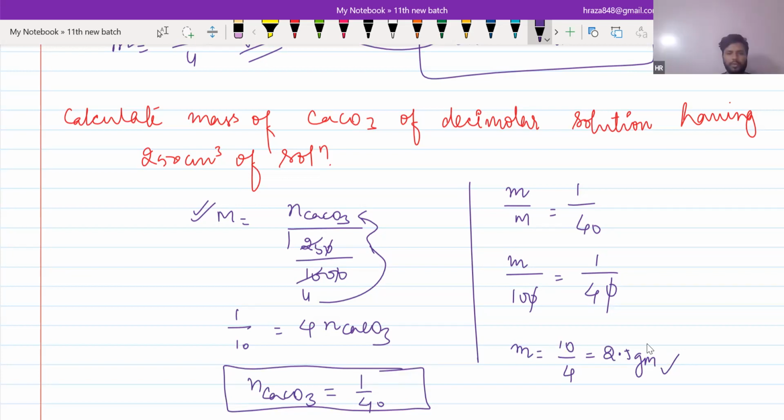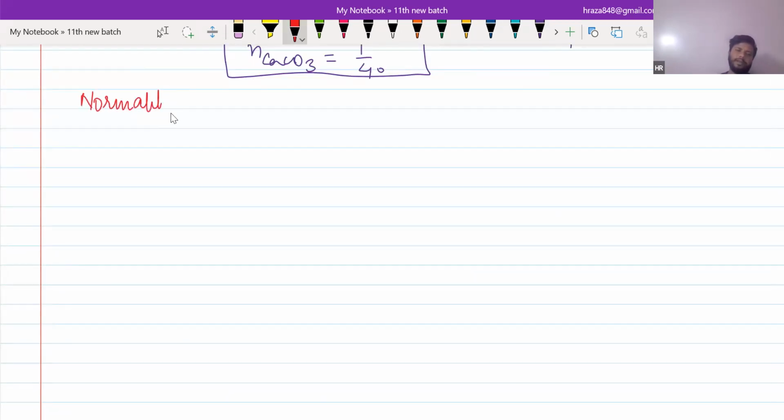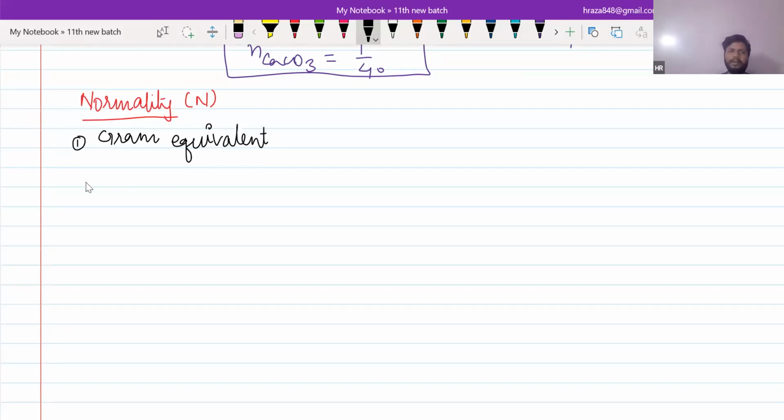Now see, I'm going to introduce a new concentration term, the last concentration term, normality. See, before starting normality, we have to know about two other terms. The first term is gram equivalent or number of gram equivalents, like moles and number of moles. And before knowing about gram equivalent, we have to know about equivalent mass, equivalent weight or equivalent mass, you can call it.